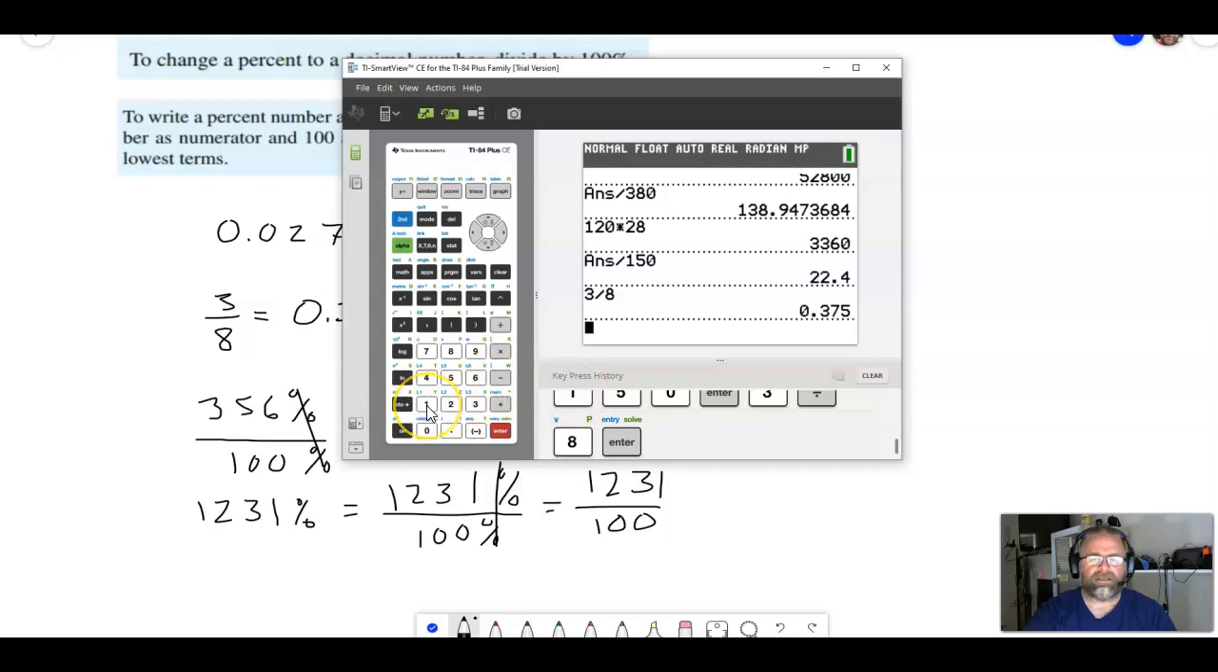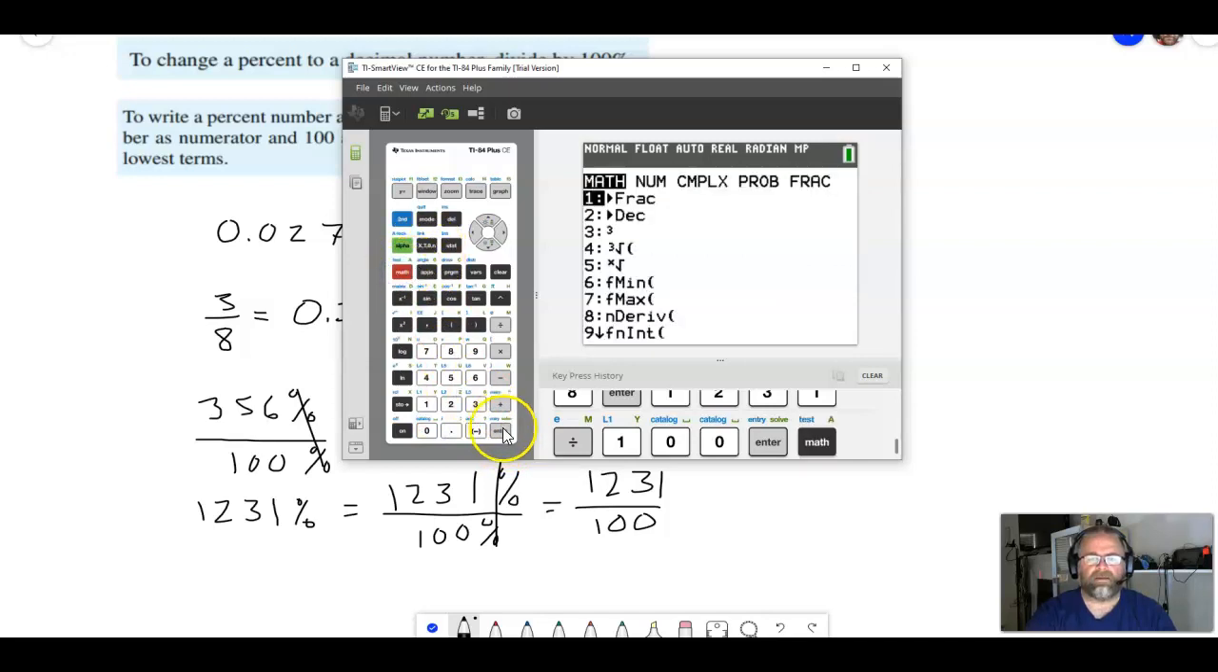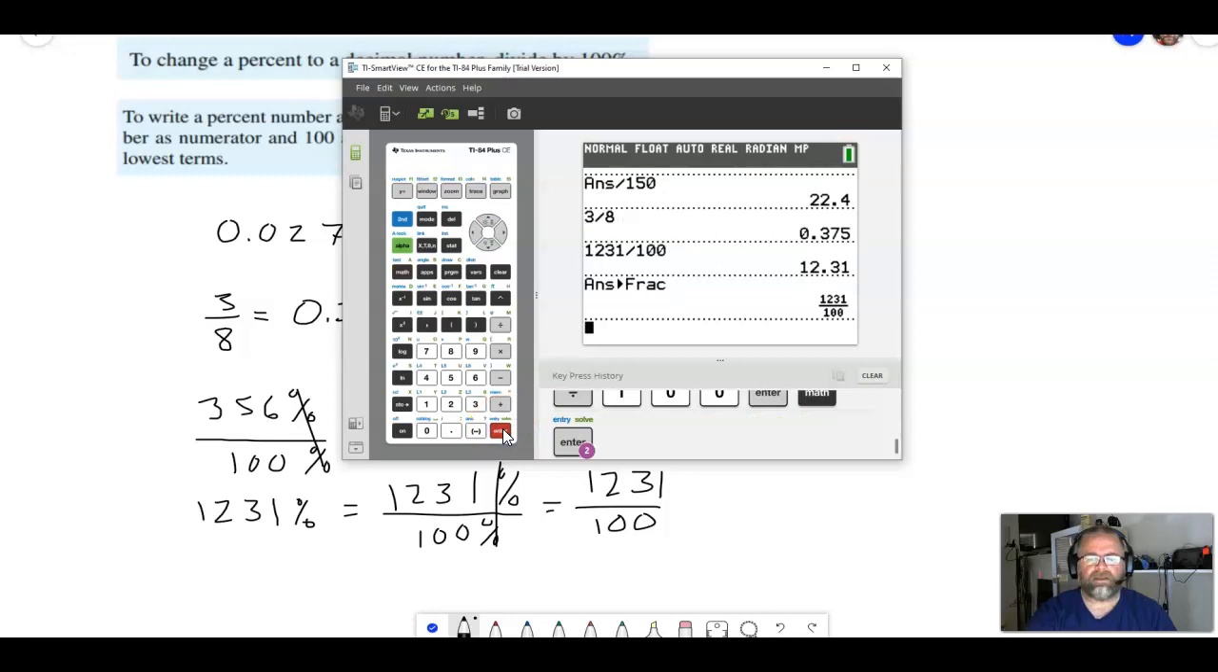For a TI-83 or TI-84 calculator, you would just do 1231 divided by 100. And then I would hit the math fraction button here like this, and this is going to put it in the reduced form. So this is already in reduced form. There are no numbers other than 1 that go into both 1231 and 100.